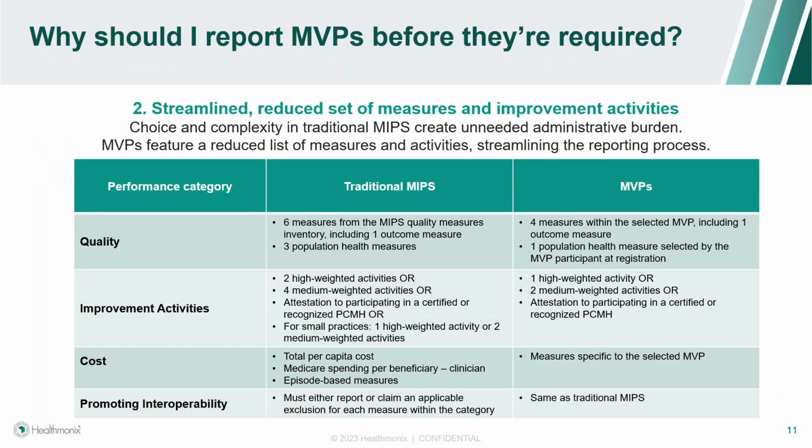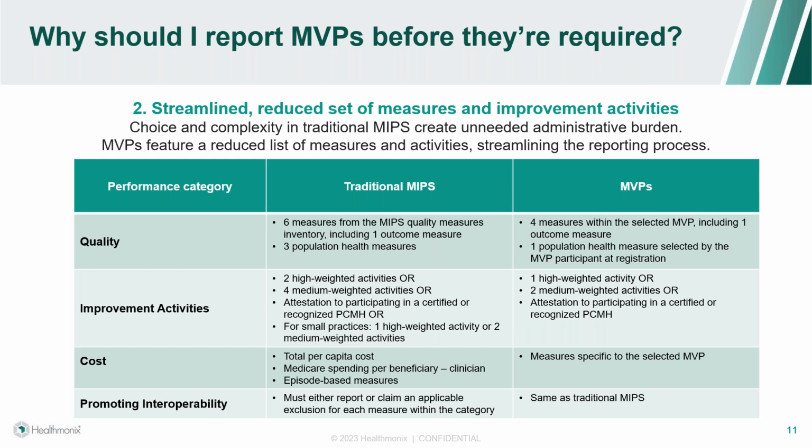The next one is streamlined, reduced set of measures and improvement activities. As you can see here, there are a lot of differences between traditional MIPS and the MVPs and what's needed. There is a reduced amount of measures that you must report on, as well as some of the other capabilities, and we're going to definitely get into more on the cost side towards the end of this call. But this is Lauren's graph here, so I'm going to let her talk a little bit about what she thinks on this slide to share.